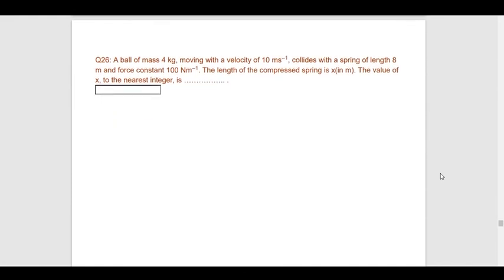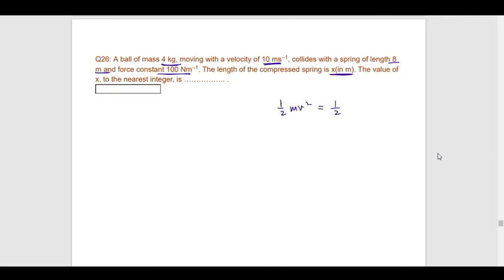This question says that the ball of mass 4 kg moving with velocity of 10 meters per second collides with a spring of length 8 meters and a force constant of 100 Newton per meter. Length of the compressed spring is x in meters, and we have to figure out the value of x to the nearest integer. So in this question, the entire kinetic energy of the ball is going to transfer into the spring and will be stored in the form of potential energy, right? So we want to find out the length of the compressed spring, for which we need to figure out how much compression has occurred.